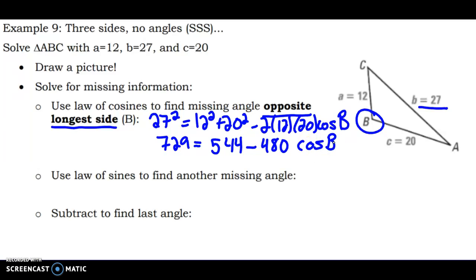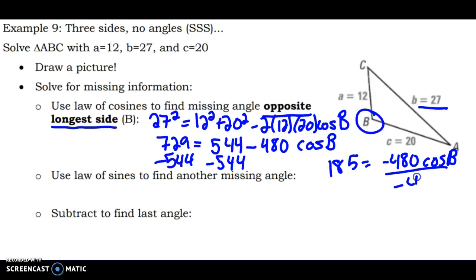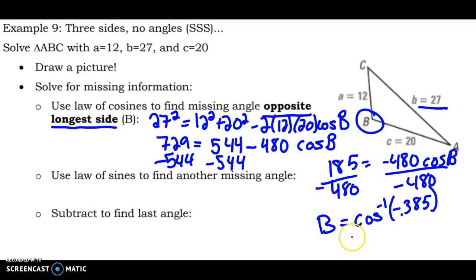If cosine B is a variable, then you would subtract 544 from both sides. You get 185 equals negative 480 cosine B. Divide by negative 480. B equals second cosine of negative 0.385. Remember, try not to round too much. And angle B equals 112.7 degrees.